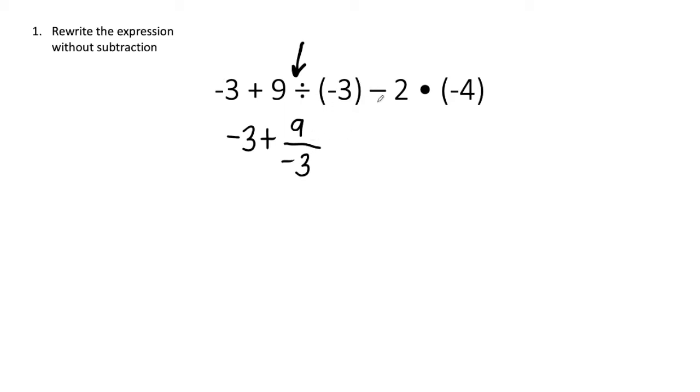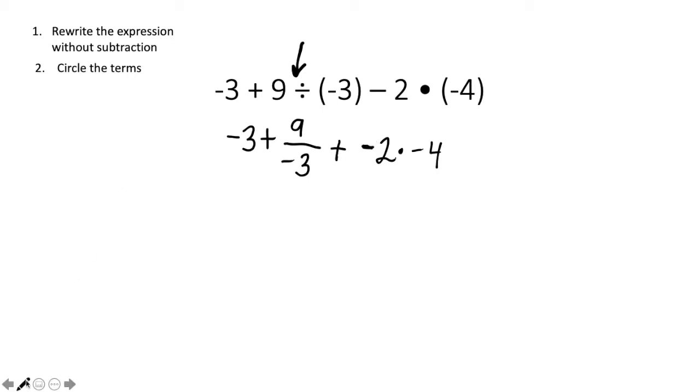And then I'm going to push that minus 2 over to the right, making it a negative 2, and put a plus in front of it. So 9 divided by negative 3 plus negative 2 times negative 4. All right, now that we've rewritten it, it is easier to circle our terms. All of our terms are now separated by a plus sign because we got rid of subtraction.